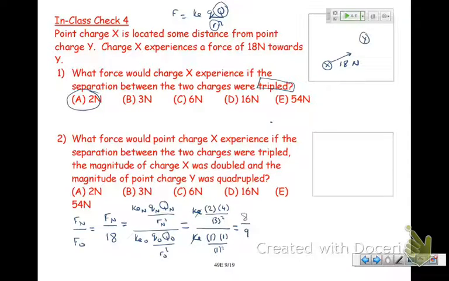And here's the bit that people will do all this hard work and then mess up on. You've got to find F new. F new over 18 is equal to 8 over 9. So F new is equal to 18 times 8 over 9. F new is equal to 16 newtons.